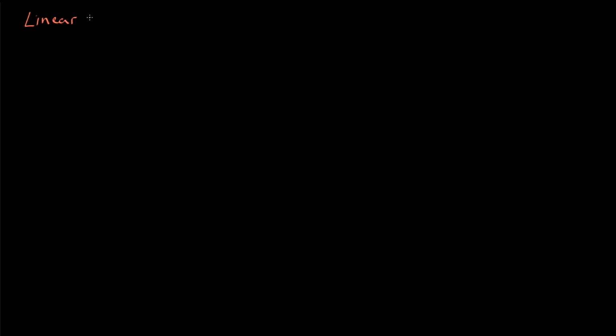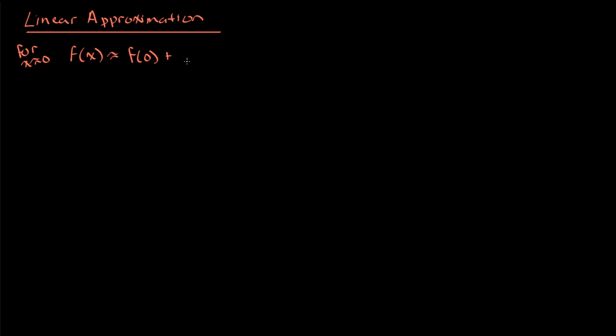Let's talk about these guys first. A linear approximation. And a while ago, we said that a linear approximation would be this. The formula for it, for some x value near 0, we'd say that f of x is going to be approximately f of 0 plus f prime, so the derivative evaluated at 0, times x.